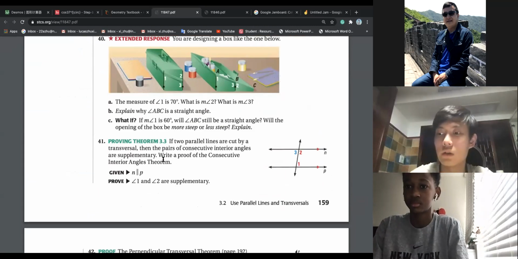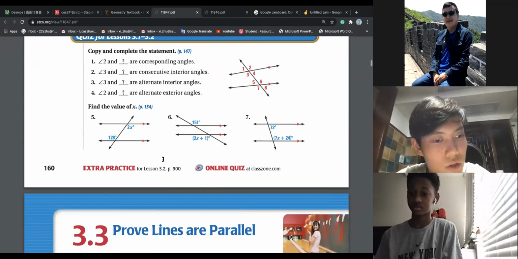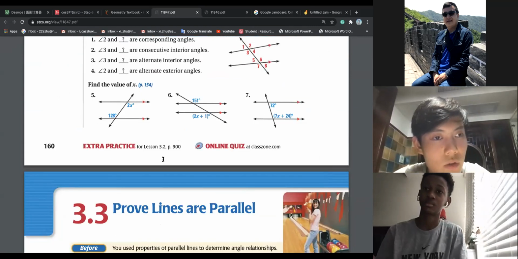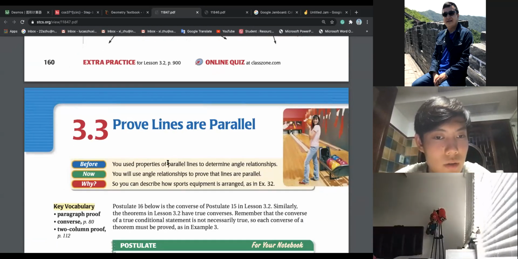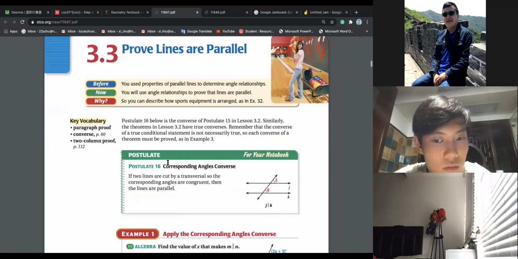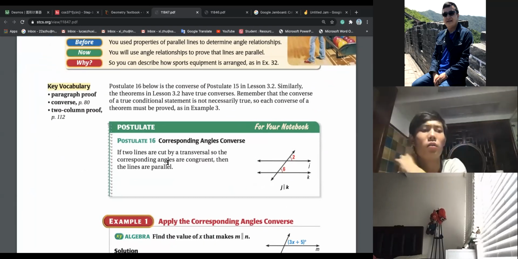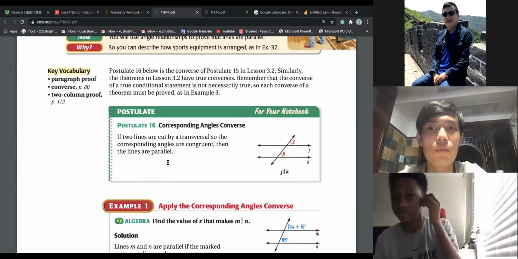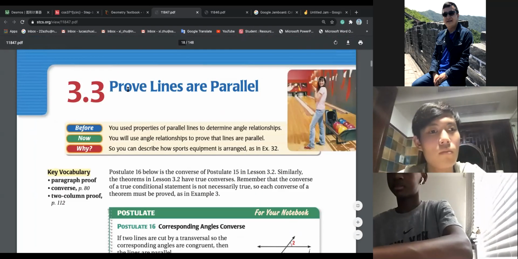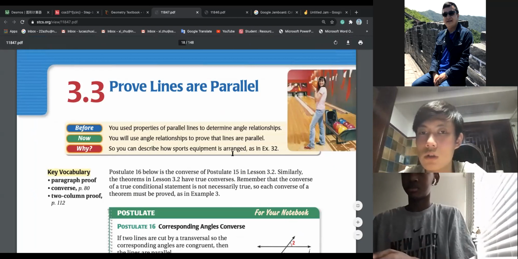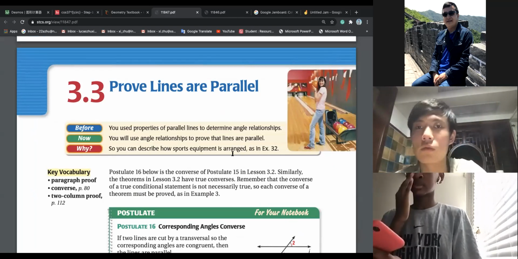And let's see, we still have some time. Let's do more questions. Those are pretty. Prove lines are parallel. Okay, here. So this is a new postulate in chapter 3.3. Prove lines are parallel. So now we have to prove them to be parallel.